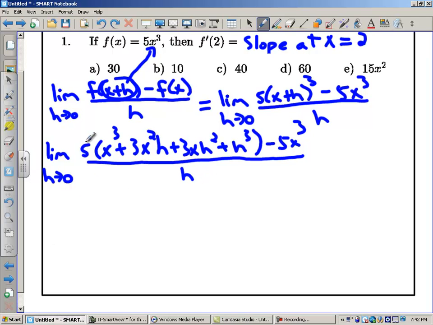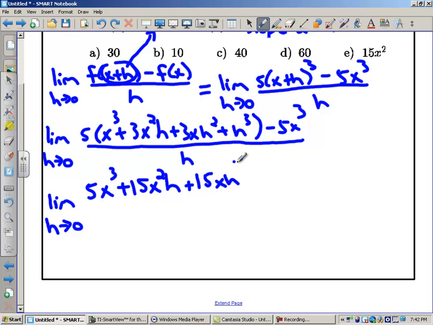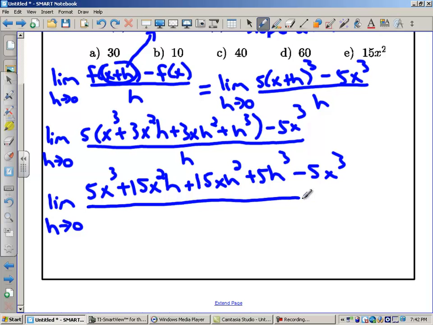Okay, what do we need to do next? Well, we need to distribute this 5 all the way through here, and then we'll clean it up and see if anything cancels. So I've got the limit as h approaches 0 of 5x cubed plus 15x squared h plus 15x h squared plus 5h cubed minus 5x cubed, and that is all over h.